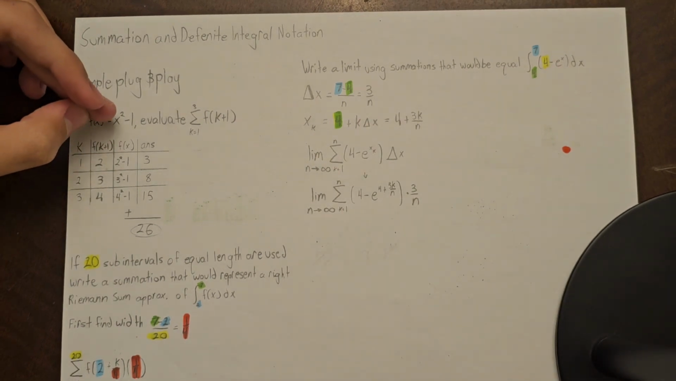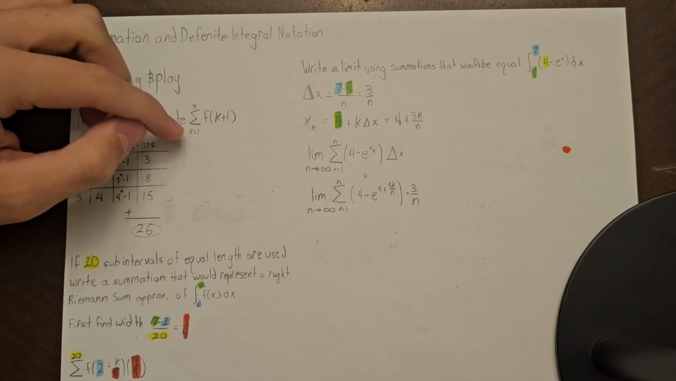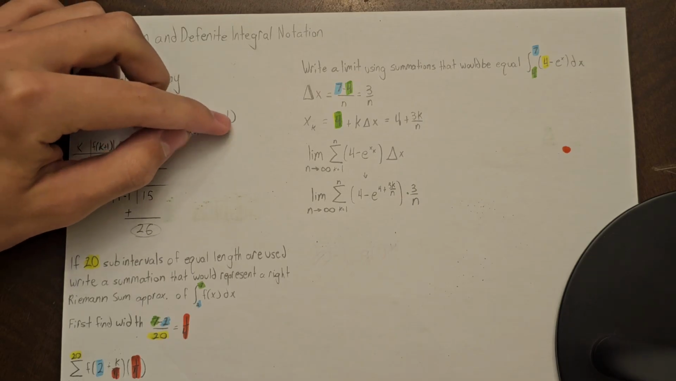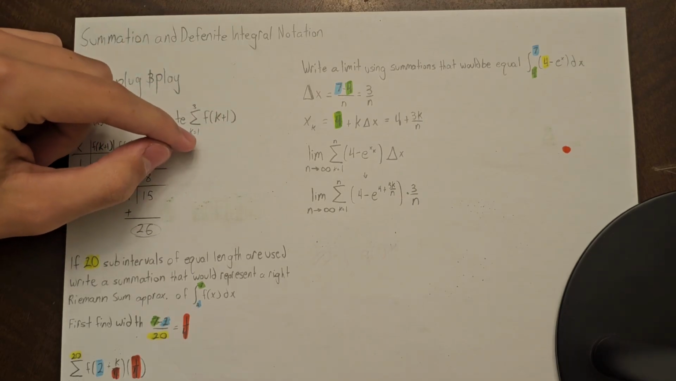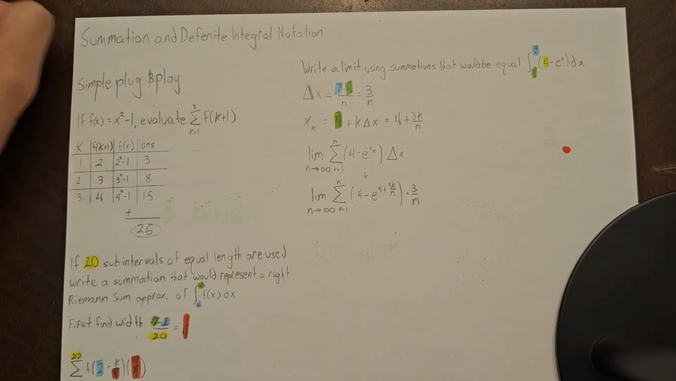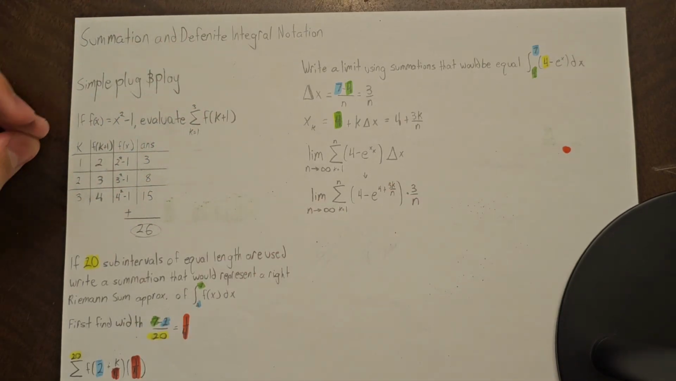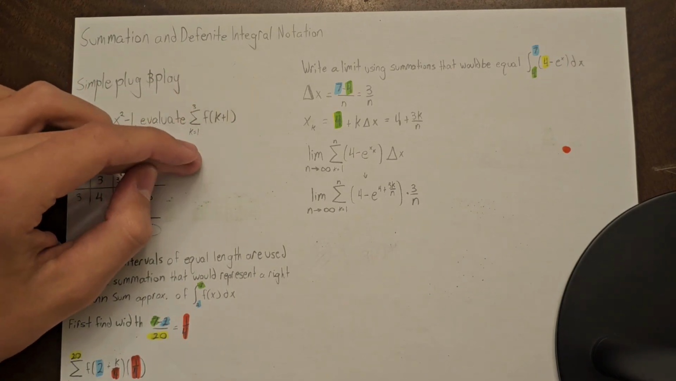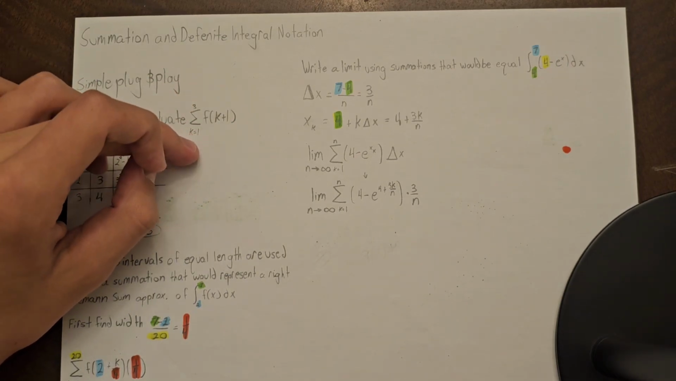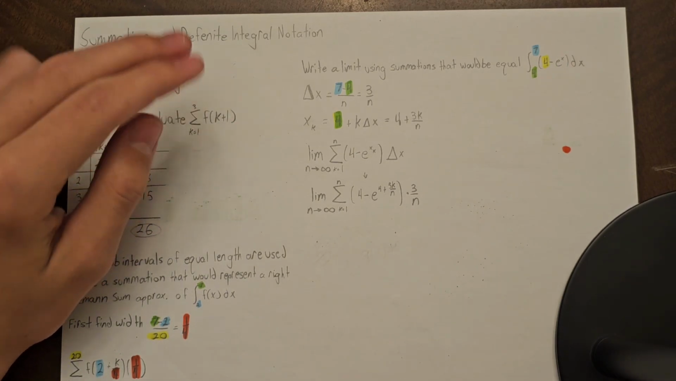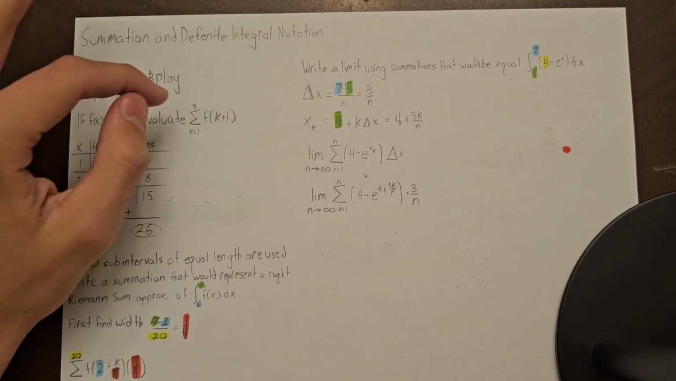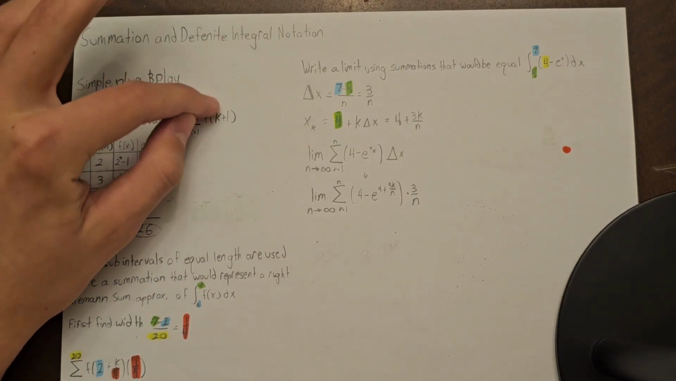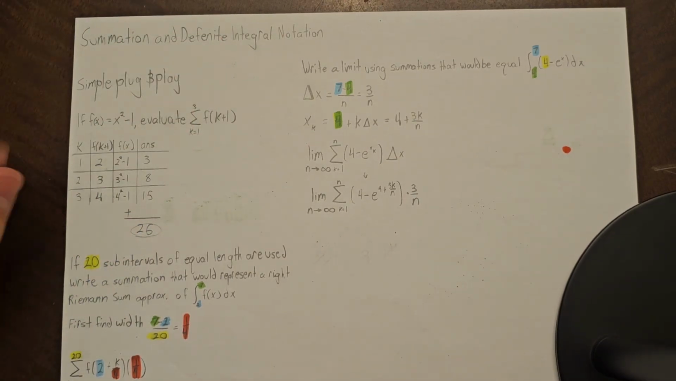If f of x is equal to x squared minus 1, evaluate the sum from k equals 1 to 3 of f of k plus 1. So what it's saying is that you have to find the values for k of 1, 2, and 3. So you're just adding 1 each time. You're stopping at 3. Basically, you're always starting at k equals 1, and then you're adding another one, and another one, until you hit this barrier right here at the top, which is, for this one, 3. So you have 1, 2, and 3, and then you put that in.